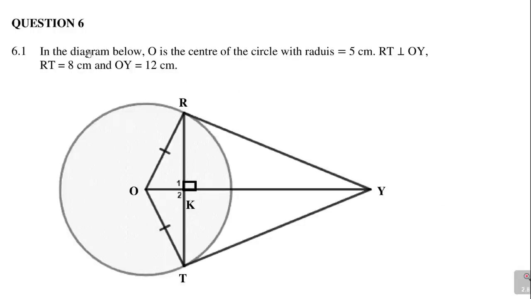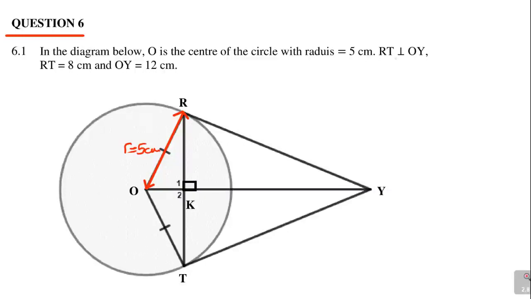Okay. Now in the diagram below, question 6. In the diagram below, O is the center of the circle, with radius 5 centimeters. They didn't put it, but what is the radius? It's the distance from the center to there. That's our radius here. Are you with me? So I'm going to write that the radius is equal to 5 centimeters.